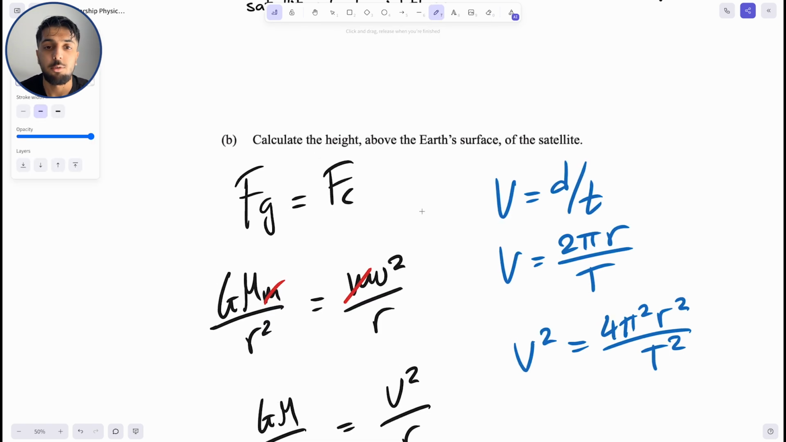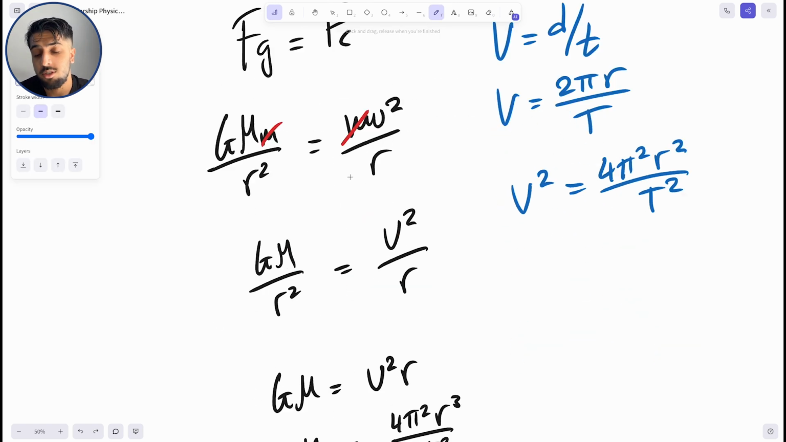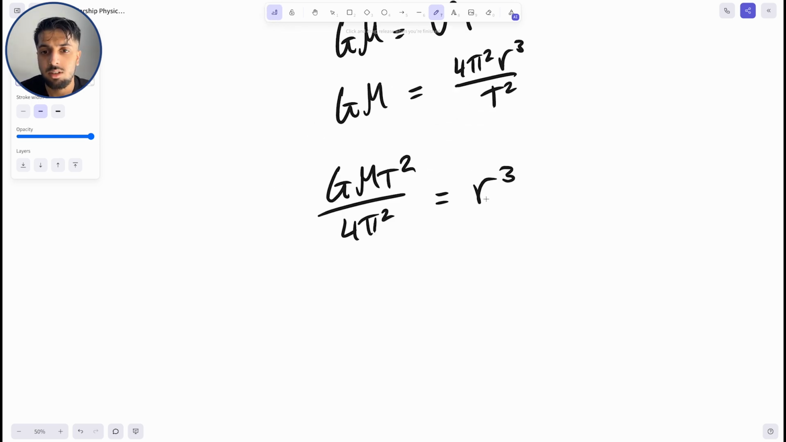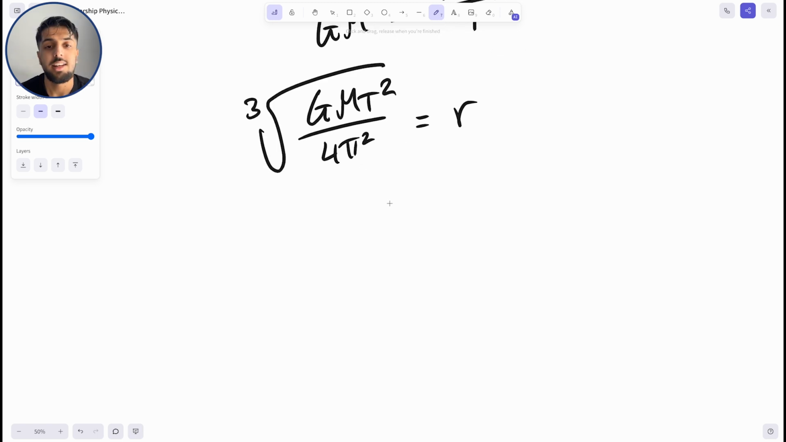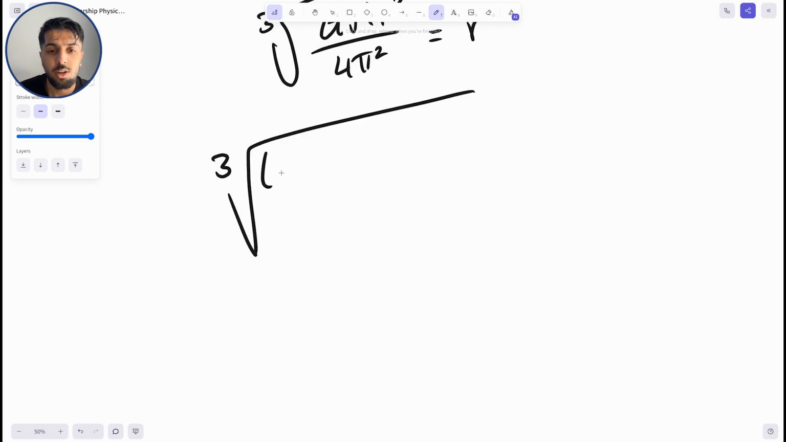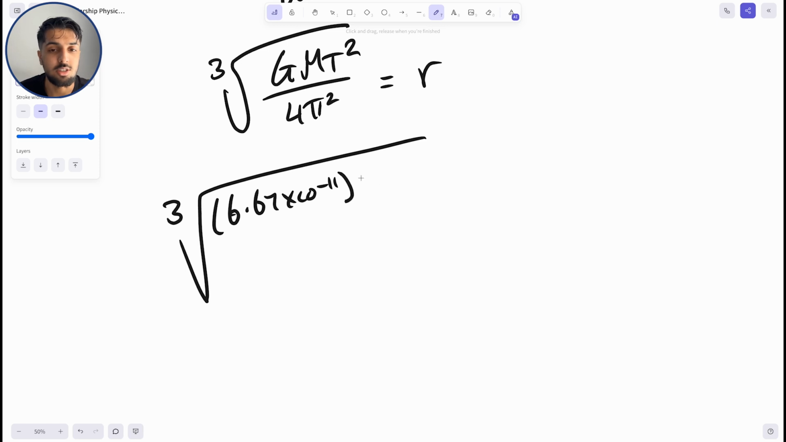r cubed. Now we're trying to find the height above Earth, so we want to rearrange for our radius. We can cube root both sides in order to get r by itself. And now we can plug in our numbers to get the value of our radius. We know the gravitational constant is 6.67 times 10 to the negative 11 times the big mass, which is just the mass of the Earth, which is 5.98 times 10 to the 24.